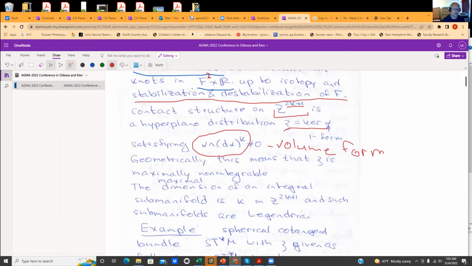More precisely, the maximal dimension of a submanifold which is everywhere tangent to the contact structure on a (2k+1)-dimensional manifold is k. If you talk about a contact three-dimensional manifold, then the dimension of the maximal tangent submanifold is 1. Such submanifolds are called Legendrian. So a Legendrian submanifold, by definition, is a submanifold of dimension k in a (2k+1)-dimensional contact manifold, which is everywhere tangent to the planes of the contact structure.